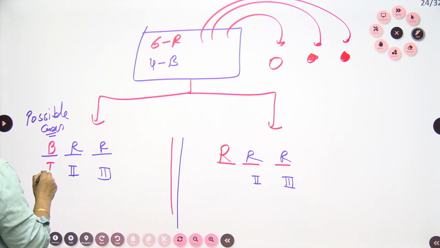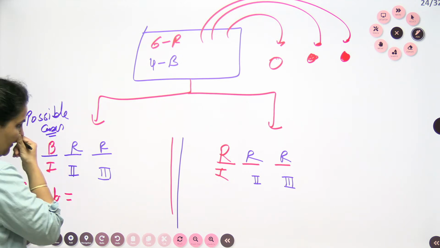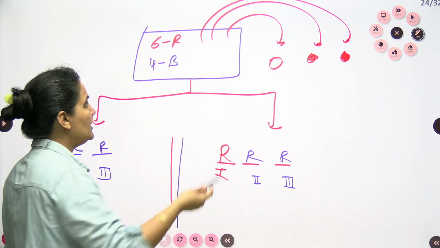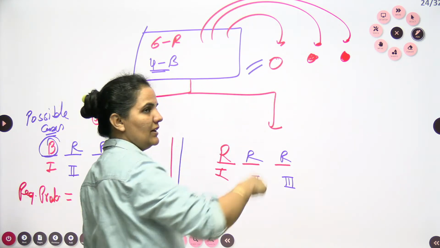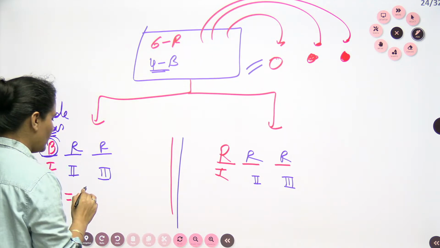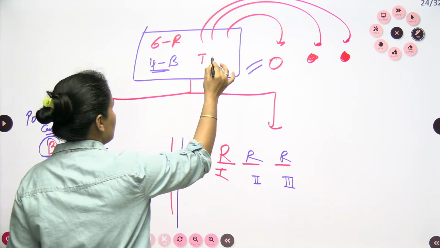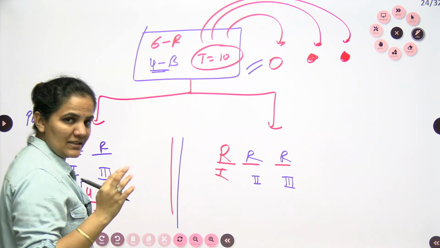If this is my first one, and I go with the required probability in the first case, the probability of getting 1 blue ball: as I can see, I'm having 4 blue balls. If I want the first one to be blue, my probability for the blue ball will be 4 out of 10 balls, because the total is 10 here, as replacement is not allowed.